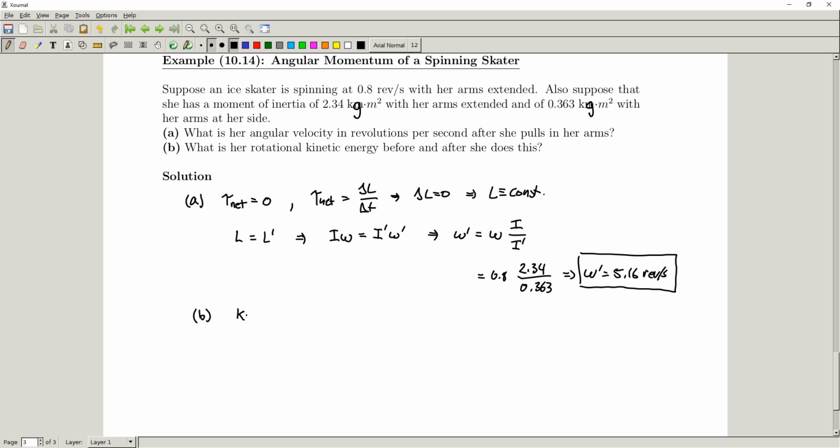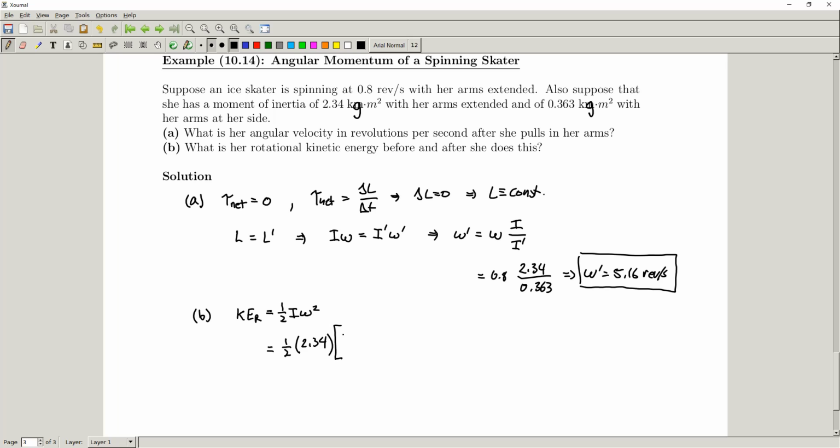Let's remember that our kinetic energy of rotation is equal to 1/2 I omega squared. Very similar to our translational kinetic energy, right? Just with our rotational variables. And so we can sub in for these right away. And I'm going to kind of do this all in one step here, right? So we're going to have 1/2. We're told that her initial I, her initial moment of inertia is 2.34 kilogram meter squared, but we won't need the units here. And I'm just going to put a larger bracket here.